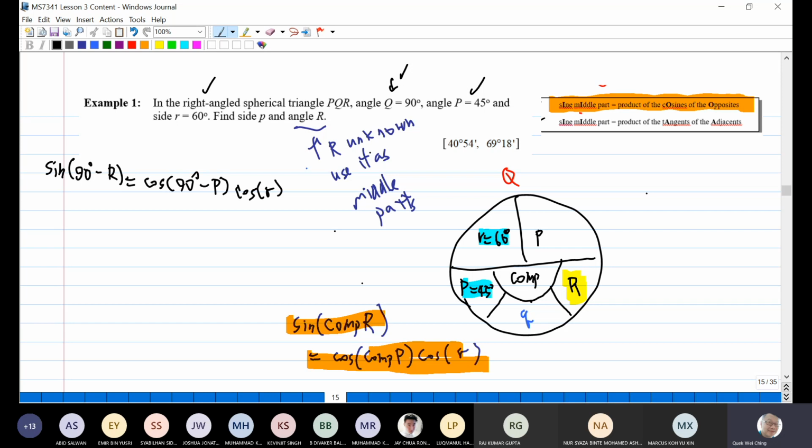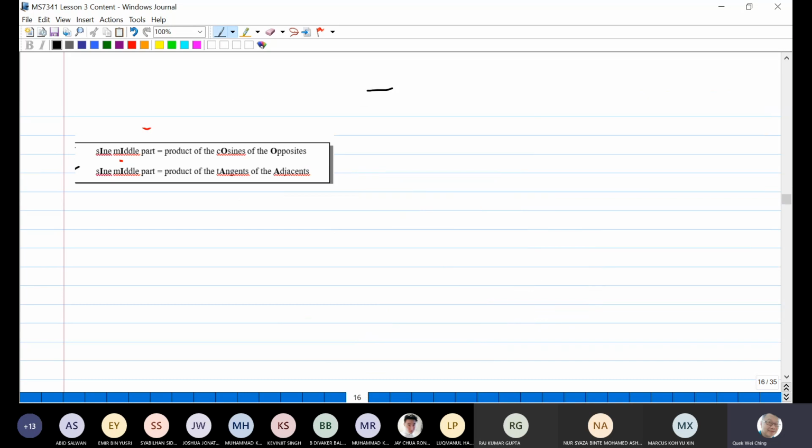Okay, so basically I want to calculate this thing, right? So what is actually sine of 90 minus R and cosine of 90 minus P? How does it look? Can you simplify it? So I want to do a little bit of digression now, about trigonometry.